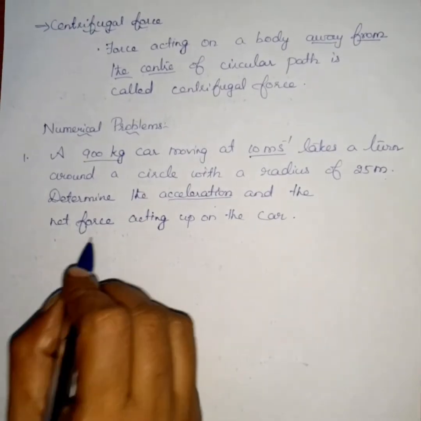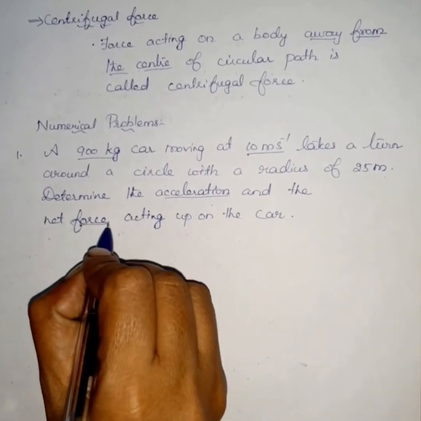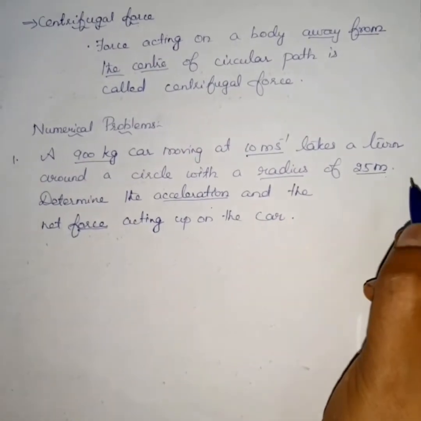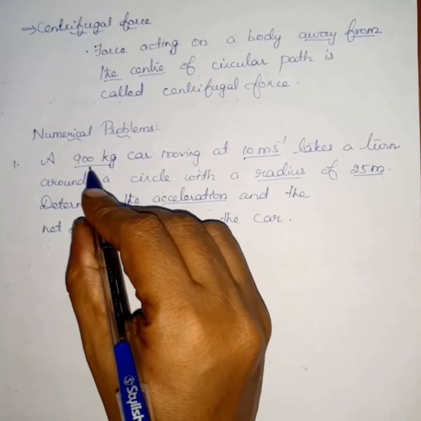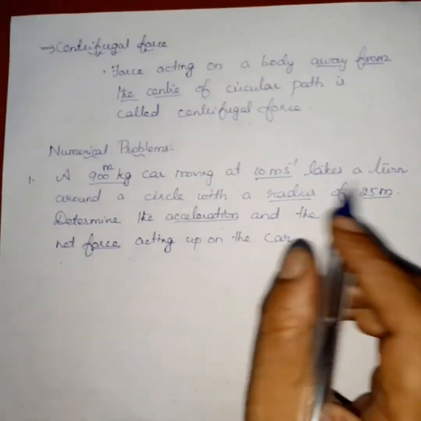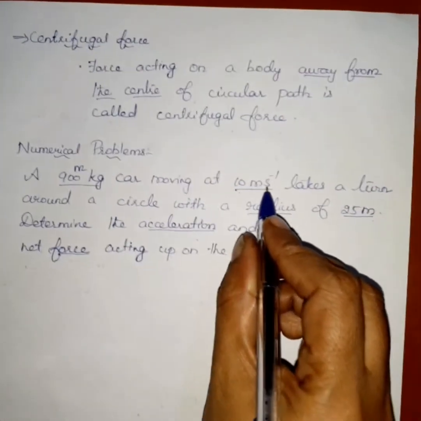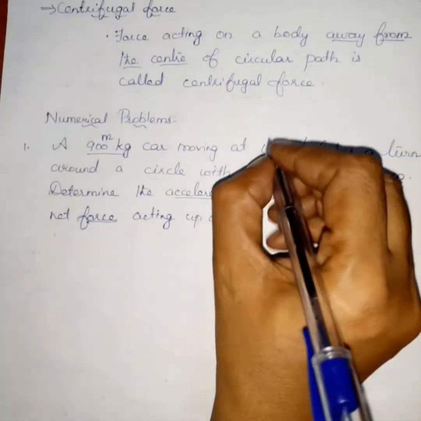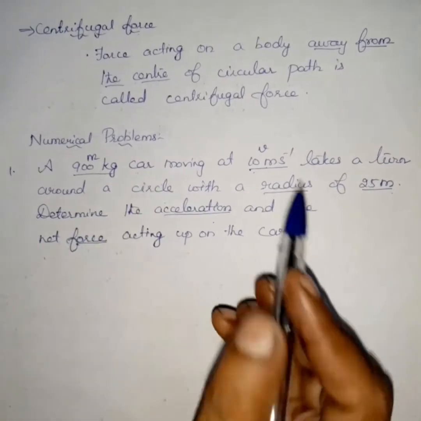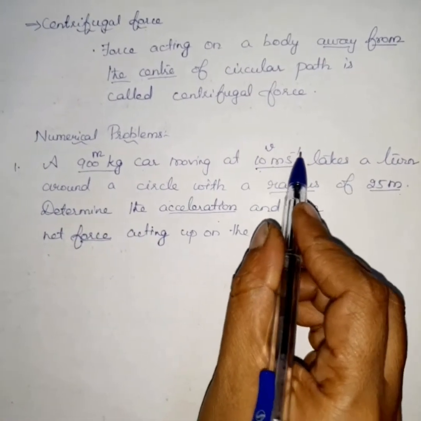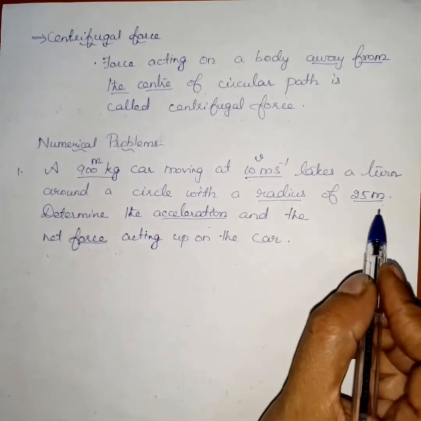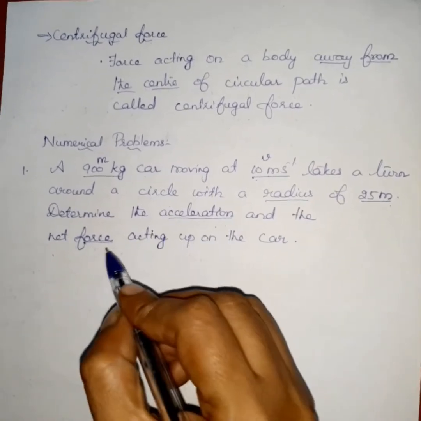So what do you find out here? Acceleration and force. It is moving in a circular path. So the radius is equal to 25 meter. 900 is what? Mass. Mass is equal to 900 kg of the car, and 10 meter per second is the velocity, V equal to 10 m s^-1. What is the radius? It is moving in a circular path, so the radius is 25 meter. What do you find out? The acceleration and force.